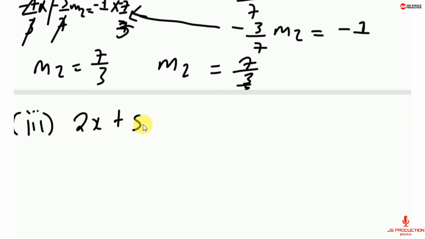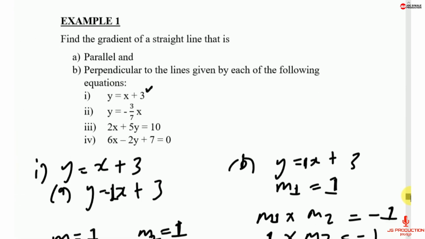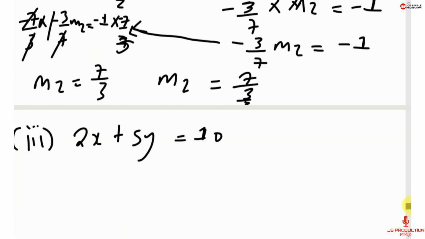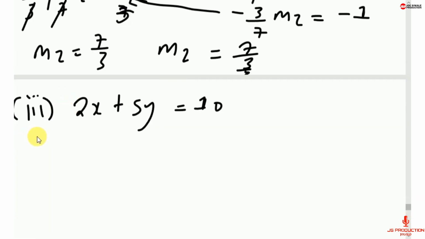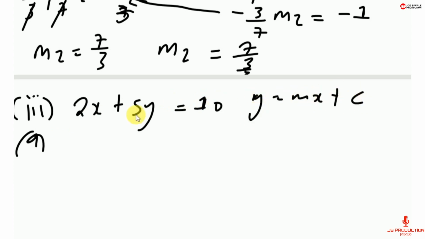2x plus 5y is equal to 10. Let me just compare that equation. Okay, it is correct. So A, we are supposed to calculate the gradient of the parallel line. As you can see, this equation is not in our standard form. The standard form must be y is equal to mx plus c. So we're going to write down this equation in this form.